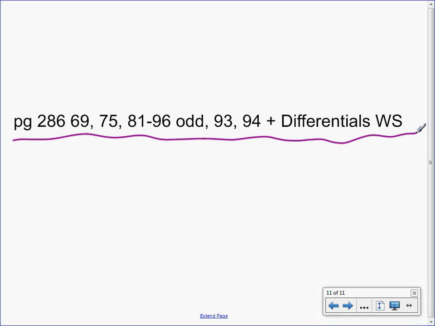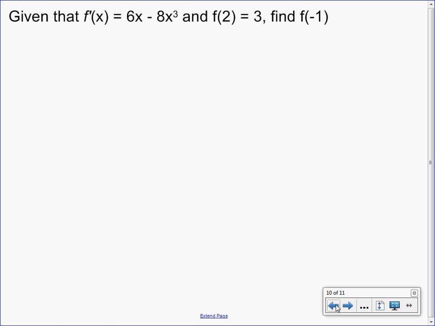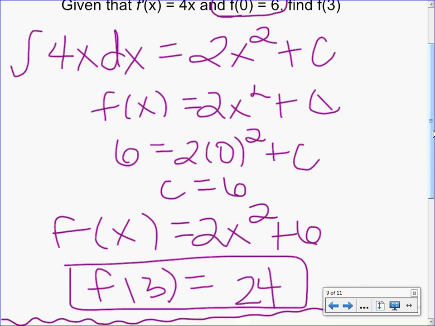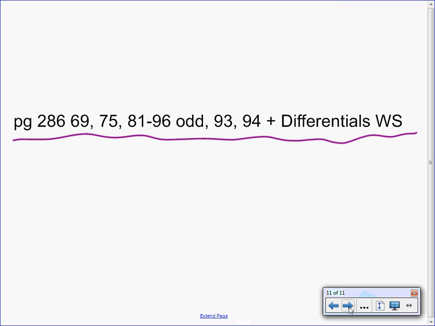Now, on this differentials worksheet, the first few problems are just going to ask you, this is the derivative, and here is the value of the function. Find the function. That is just what we did here, but stopping after we find C. So the first 4 problems, you're going to have to find C, basically, to find your function. And then the last 3 problems on the worksheet are finding an actual value.